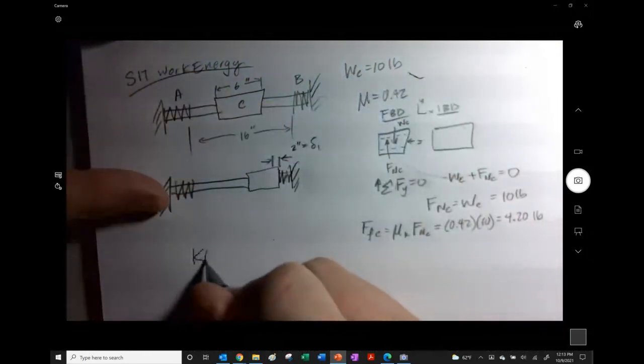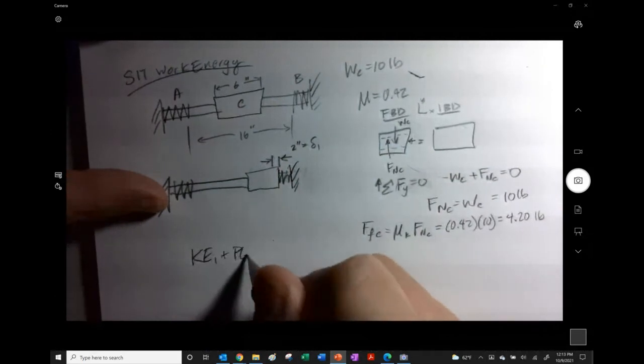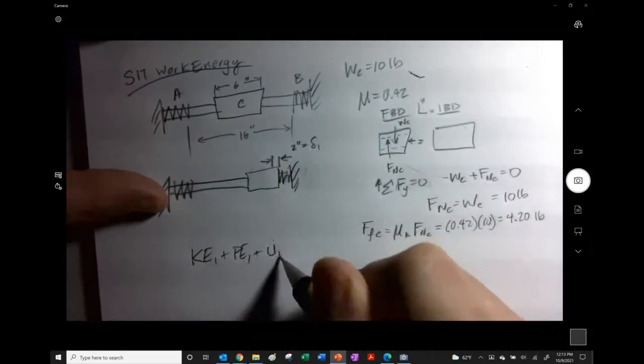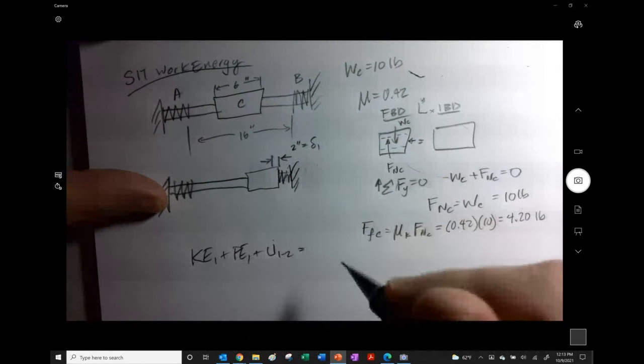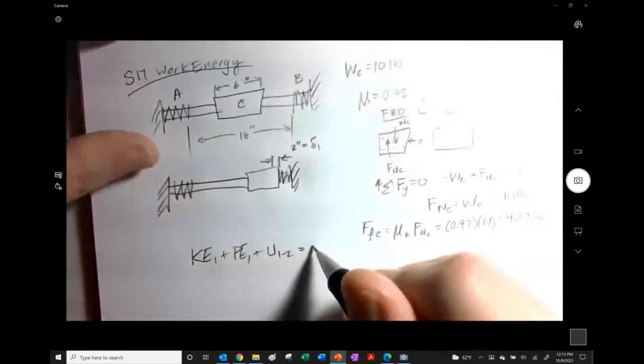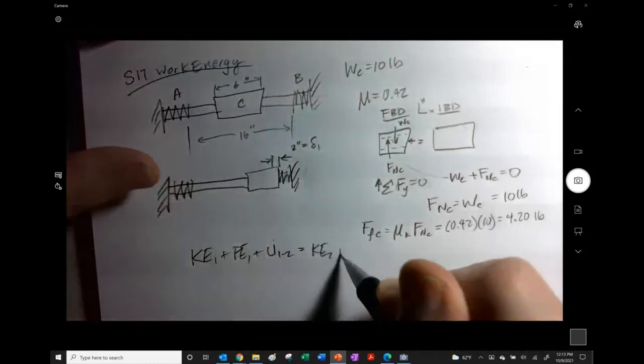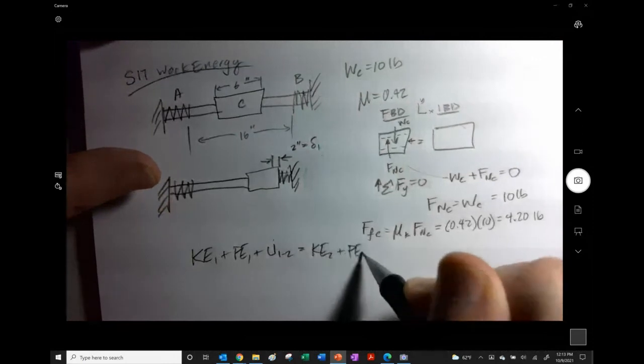So we write out our first thing, our KE1 plus our PE1 plus any work that's done between the two positions, equals KE2 plus PE2.